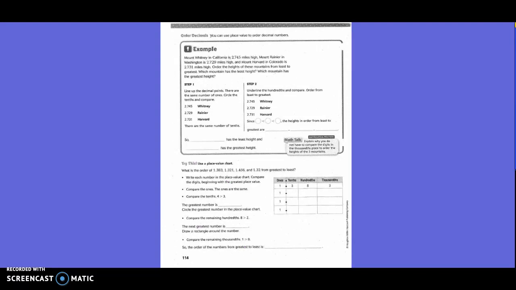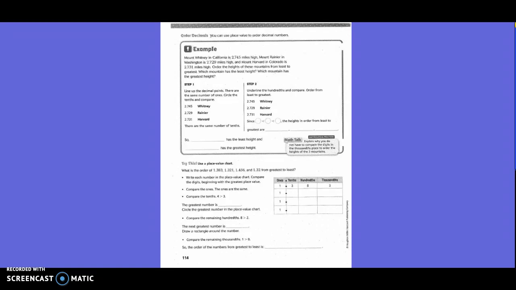Order decimals. You can use place value to order decimals. Example, Mount Whitney in California is 2 and 745 thousandths miles high. Mount Rainier in Washington is 2 and 729 thousandths mile high. And Mount Harvard in Colorado is 2 and 731 thousandths mile high. Order the heights of these mountains from least to greatest. Which mountain has the least height? Which mountain has the greatest height?